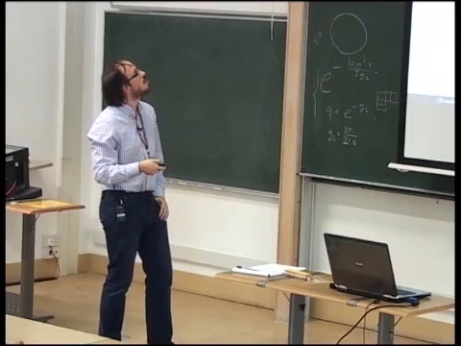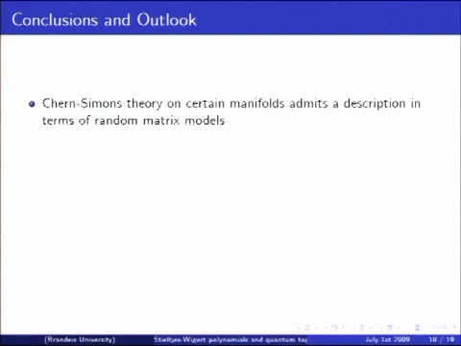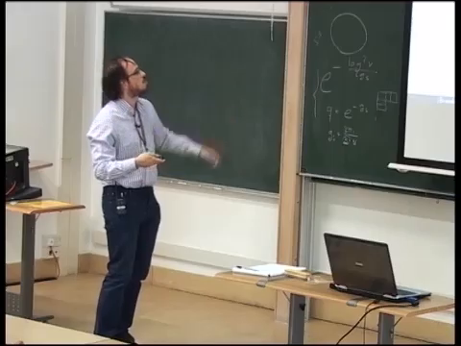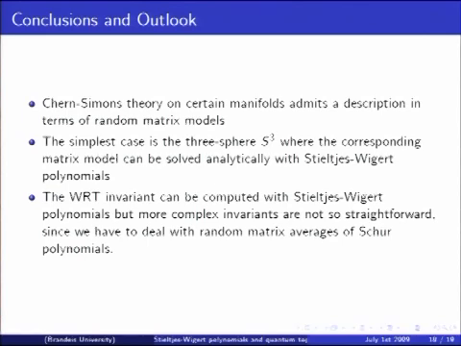So let me conclude with a summary of what I said so far. Chern-Simons theory on certain manifolds admits a description in terms of random matrix models. One interesting thing of this Chern-Simons theory is that the observables are quantum topological invariants. This is interesting nowadays in topology, also in quantum computation, etc. We studied in detail the simplest case, which is when the manifold is a 3-sphere, which is the simplest Chern-Simons theory possible. And then the corresponding matrix model is solved analytically with Stieltjes-Wigert polynomials, which are the polynomials associated to this weight. The partition function is computed, but more complex invariants are not so easy.